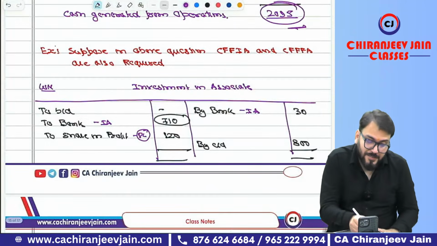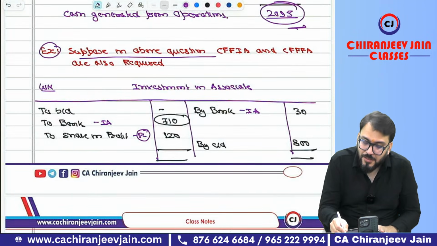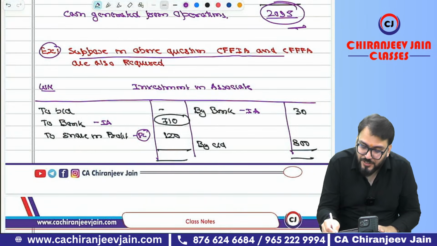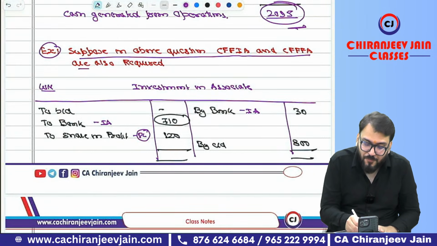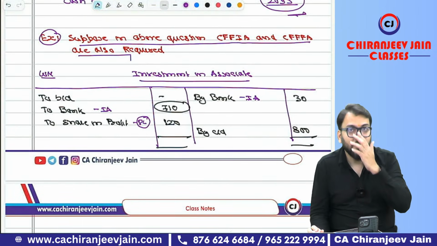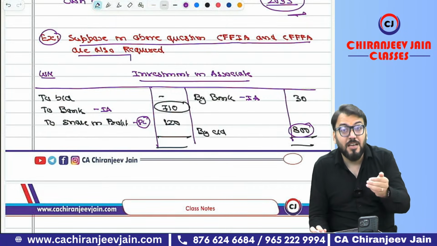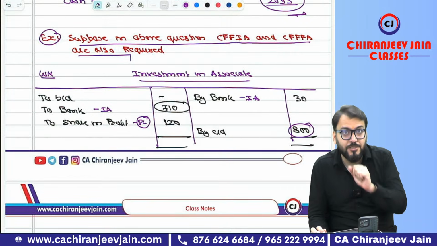Now, an example in this question. Suppose in the above question they also give cash flow from investing and cash flow from financing activities. You can see there is one investment in associate. The closing balance is given, but the opening balance and the price at which it was acquired during the year was not given. That means we can find it out.